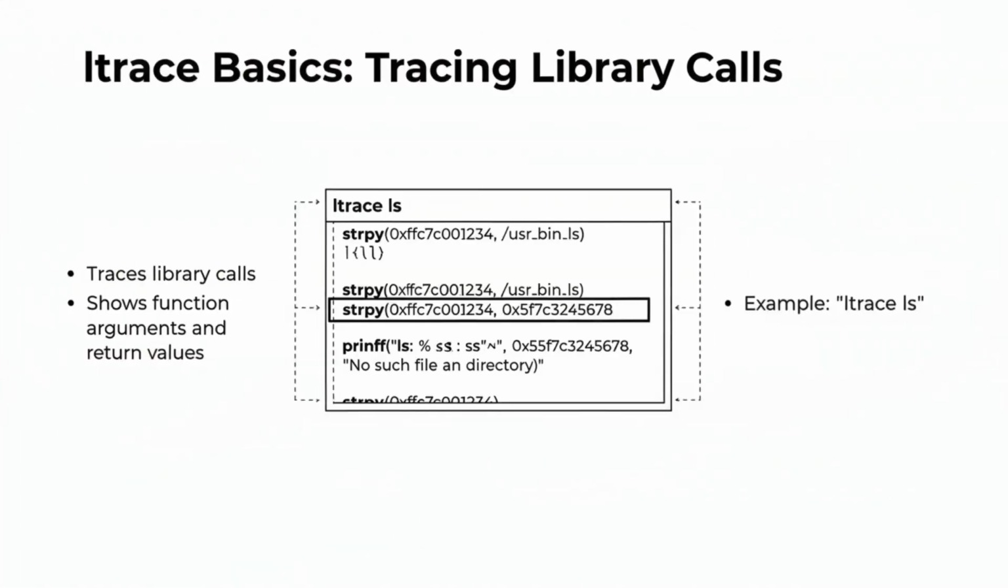Similarly, ltrace is designed to intercept and record calls to shared library functions. While strace focuses on the kernel boundary, ltrace operates at the application library boundary. Most applications don't directly make system calls. Instead, they call functions from standard libraries, like libc, the C standard library. ltrace reveals these calls, showing the function name, its arguments, and its return value.